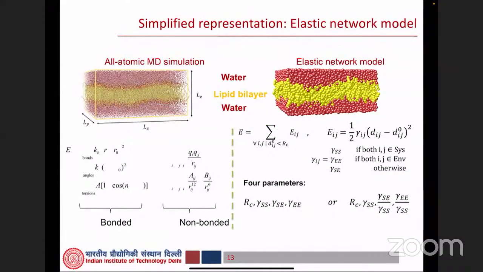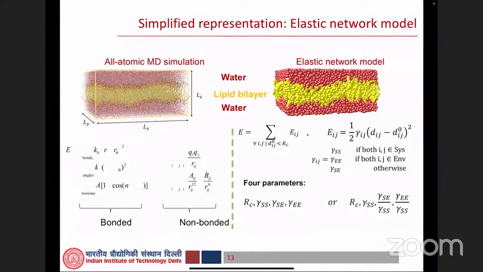So now, again, we first try to develop an elastic network model for the lipid bilayer. The protocol is almost the same. The only thing we make different from the earlier work I showed for the protein-ligand system is that now I consider the environment also as part of my overall model development. So in addition to the system spring constant, I will have two more spring constants, the environment and the system-environment.